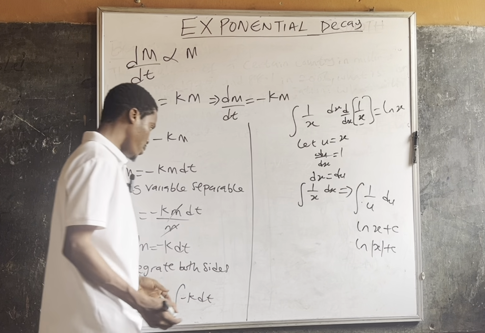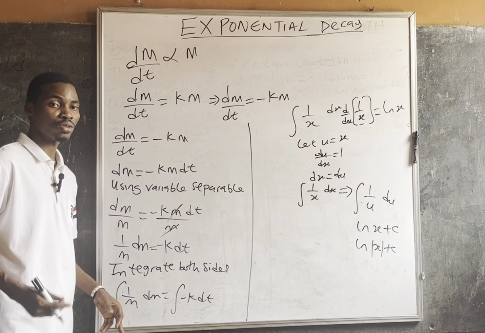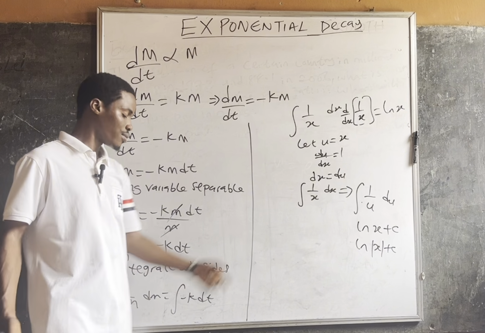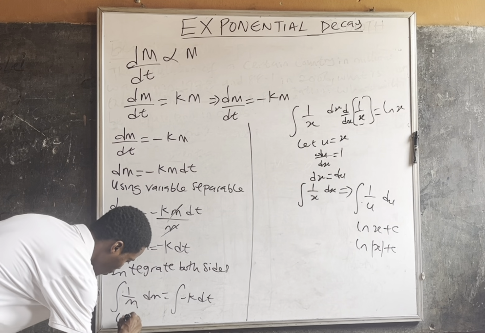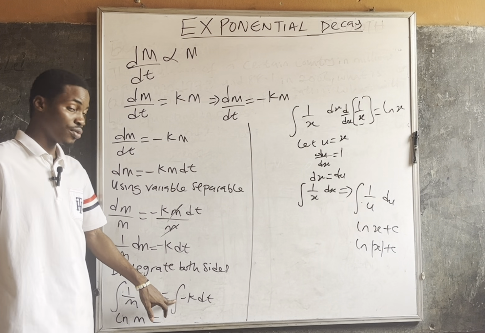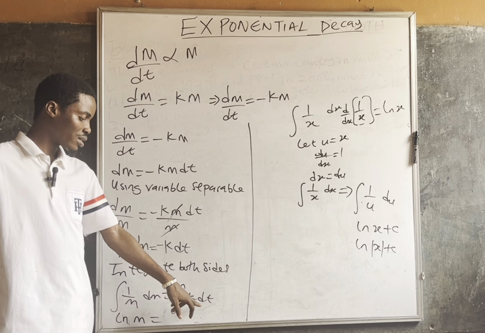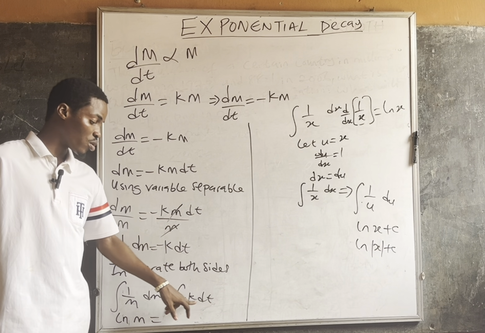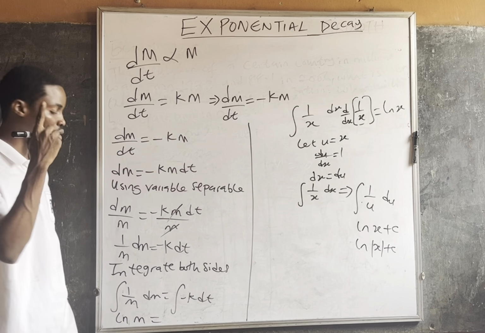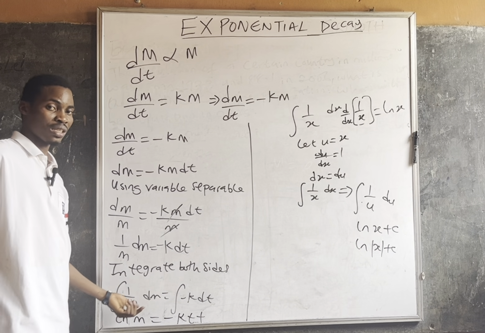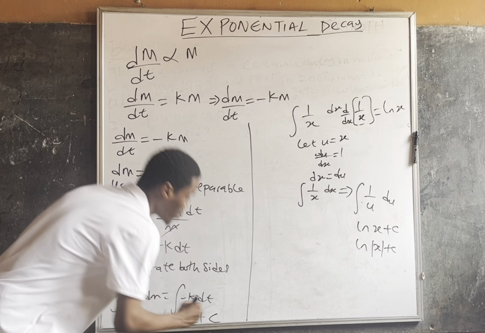So if you now integrate 1 over m, we are going to get ln m, according to the way I solved it here. So now I have ln m is equal to, if you integrate a constant with respect to that variable, it is going to multiply that constant. T will multiply minus k, and we get minus kt plus the constant of integration, plus c.